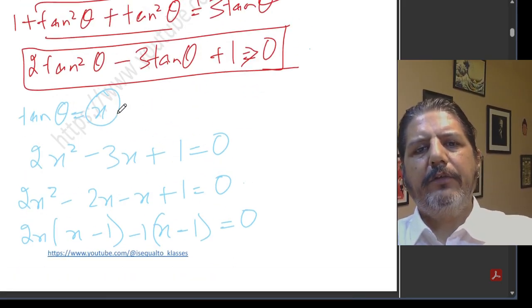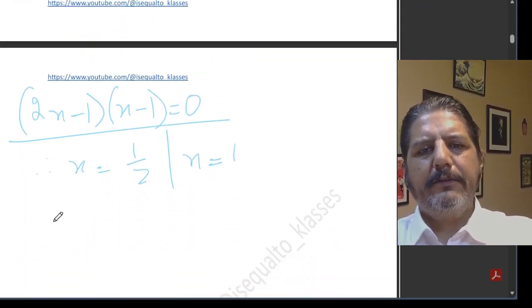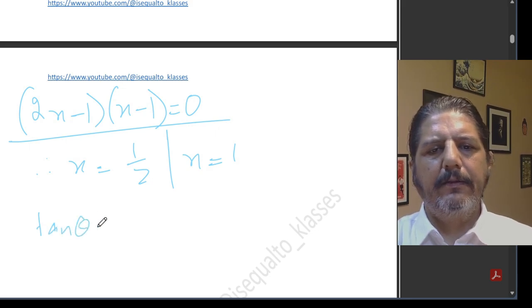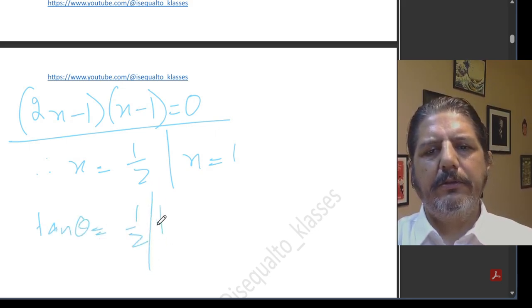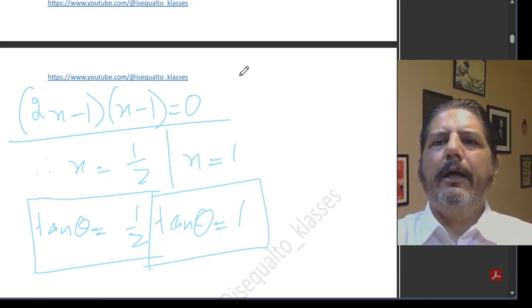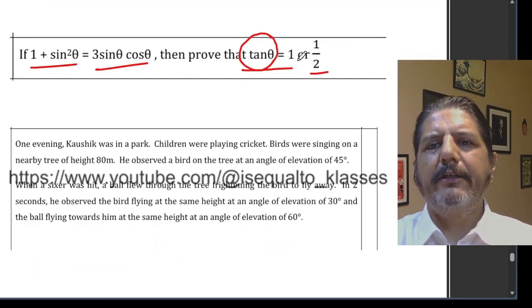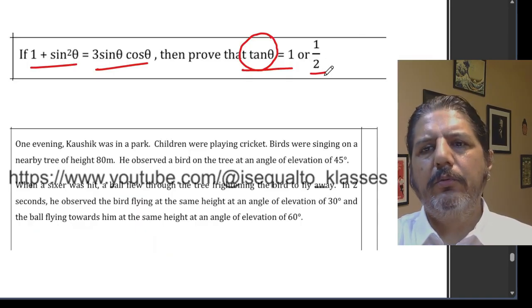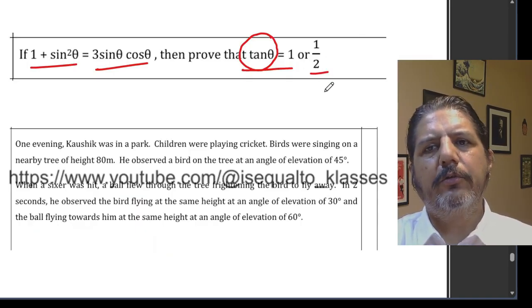Now my x was actually tan theta, which implies tan theta equal to half or tan theta is equal to 1. And that is what needs to be proved, that tan theta is equal to 1 or tan theta is equal to half.